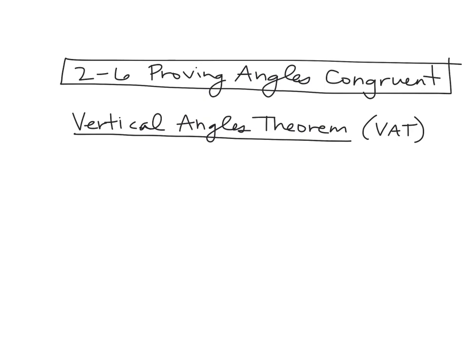The vertical angles theorem, if you have a setup like this, where this is angle 1, angle 2, angle 3, and angle 4, can you tell me what we know are vertical angles in here? Which angles are vertical angles? Heather, what are our vertical angles? 1 and 3 are vertical angles.